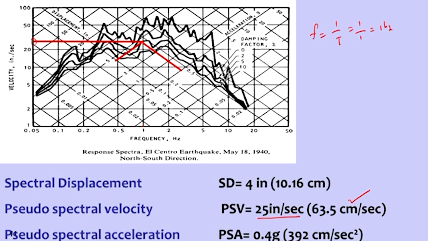And then from the same point on the curve, we drop to the plus 45 degree axis. So we hit this point, and that is the displacement. That is 4 inch displacement, equal to 10.16 centimeters. And then on the minus 45 degree axis, if we drop a perpendicular line, we get the acceleration. That acceleration is 0.4 g, that is 392 centimeters per second square. So that's how we get spectral displacement, spectral velocity and spectral acceleration, the three values.